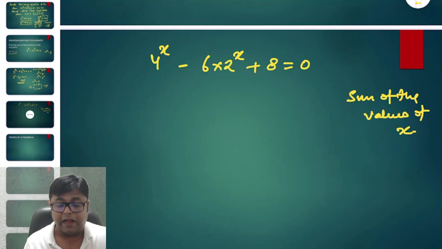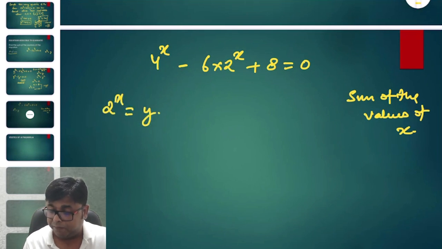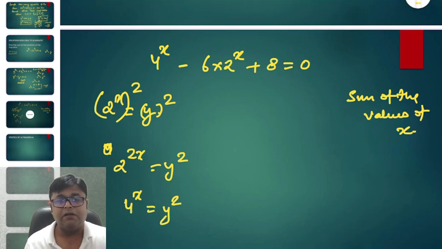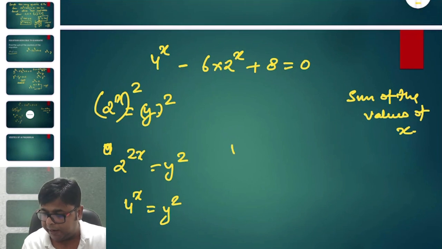Now I can see if 2 to the power x is some variable, say y, then 4 to the power x is nothing but y squared. Or if I square both sides, I get 2 to the power 2x equal to y squared, which is 4 to the power x equal to y squared. Right, so it becomes a quadratic. So again, it's an equation reducible to quadratic.